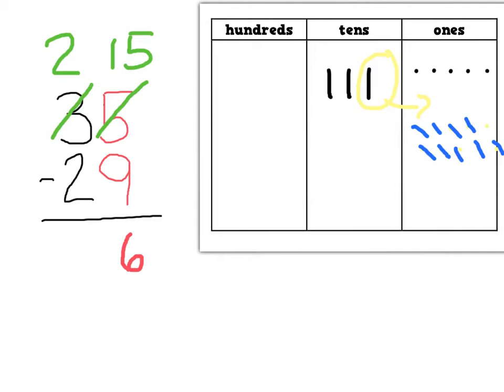Now I move to my tens place. I have 2 subtract 2. I can do this one. 1, 2. How many tens do I have left? That's right, I have none left. 2 subtract 2 is 0. That means that 35 subtract 29 is 6. Good job.